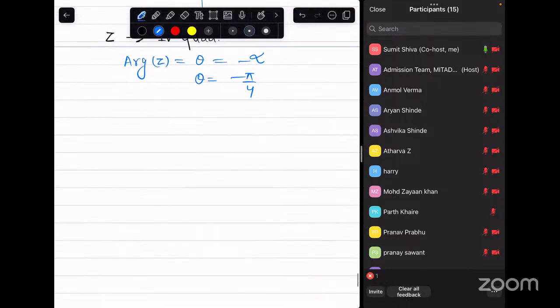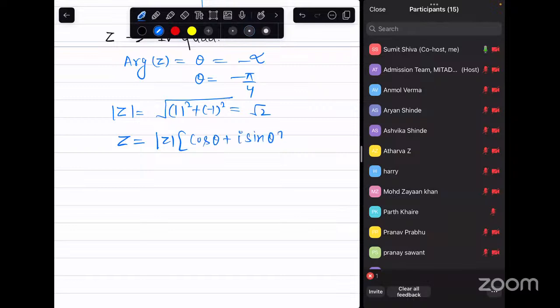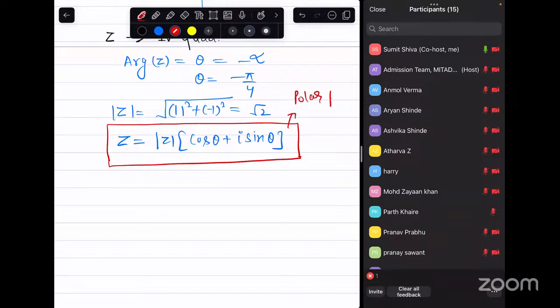So if you want to write polar form, you will need mod of z, that will be root of real part square plus imaginary part square, which is root 2. So complex number z will be mod z into cos theta plus iota sin theta. This is the polar form of a complex number. To write the polar form of any complex number, you need two pieces of information. One is the magnitude of the complex number, mod, and second is the position of the complex number, that is, in which quadrant it lies. Accordingly, we will have the argument.